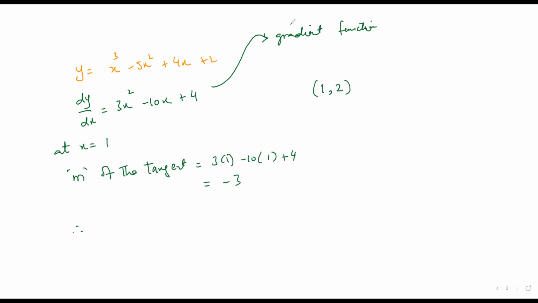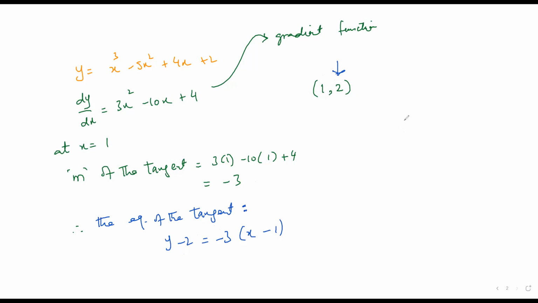Therefore, the equation of the tangent is going to be y minus y1, this is your y1, equal to m into x minus x1. Now, there is an interesting piece of information for you. Suppose you get asked to write down the equation of the tangent. So guys, this is the equation of the tangent. You can leave your working up to this.